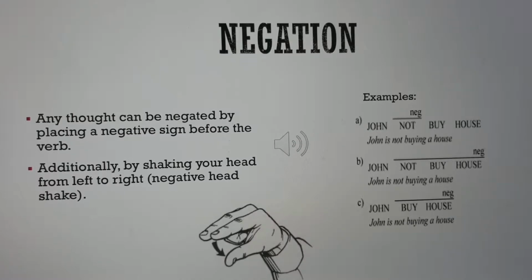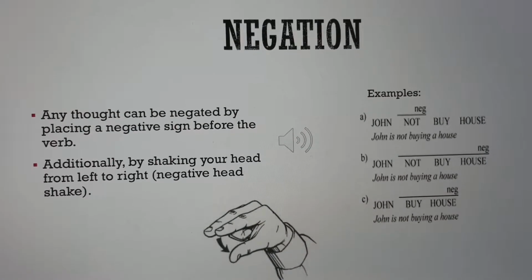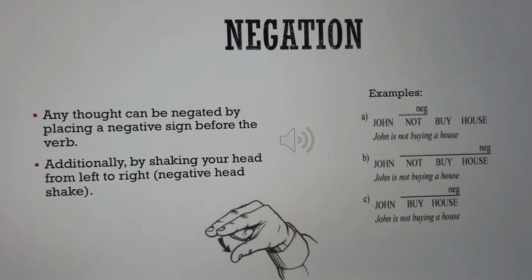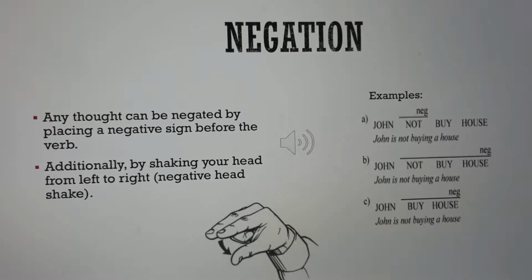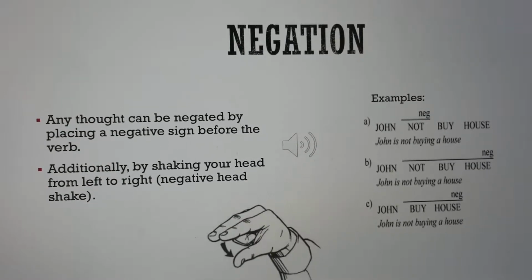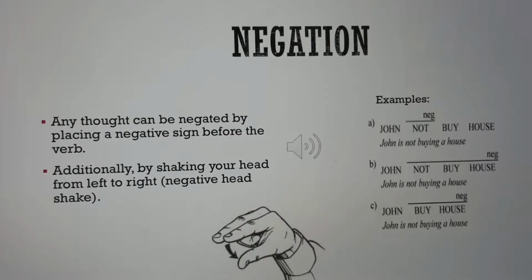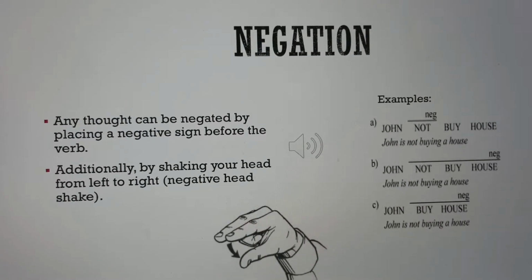So at this point in example A, John not buy house, when you sign not, you would nod your head no. Same thing with B, John not buy house. During the not buy house part of the sentence, you would be nodding your head no. And then finally we have C, John buy house.